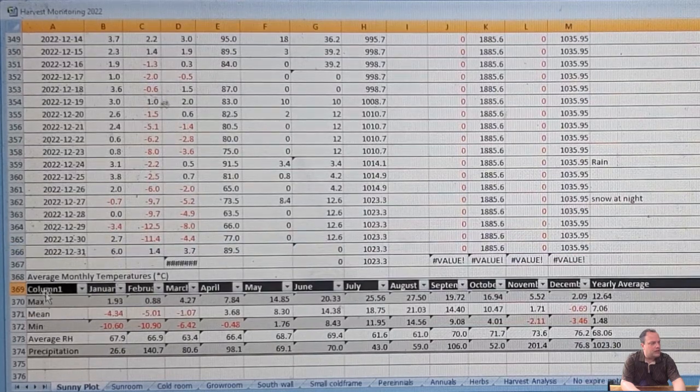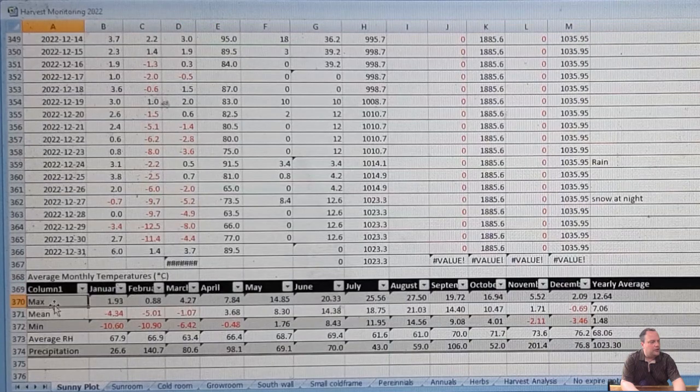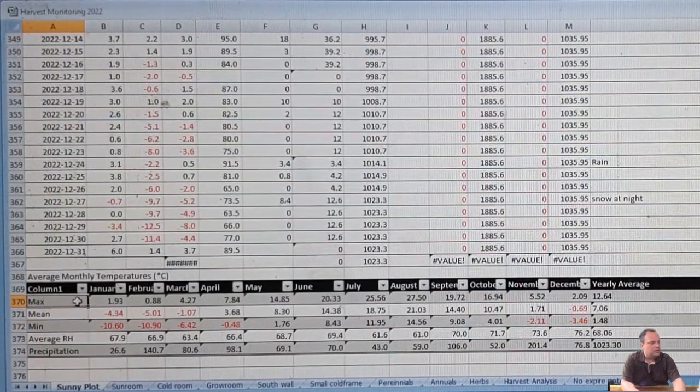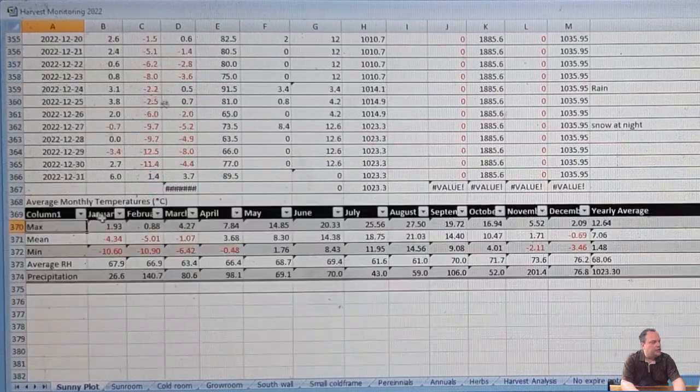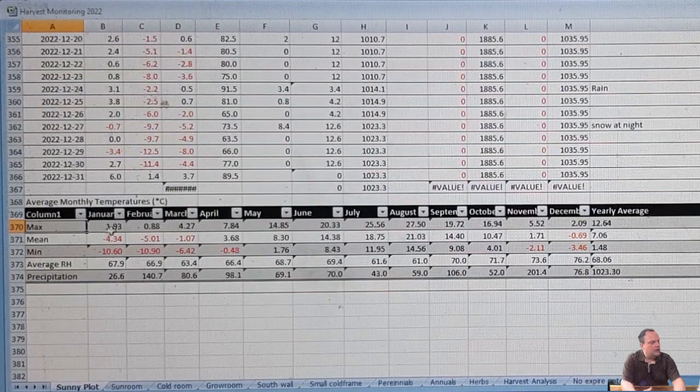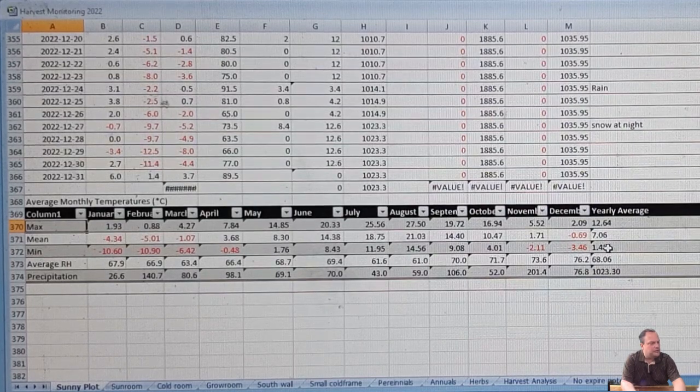And then I have a second column table. So you got your max, mean, min. That's your temperatures going across. I have January, February, March, the months across here. Average maximum daily temperature for that month. The average and minimum daily temperature. And the mean daily temperature. And then at the end I have yearly average.